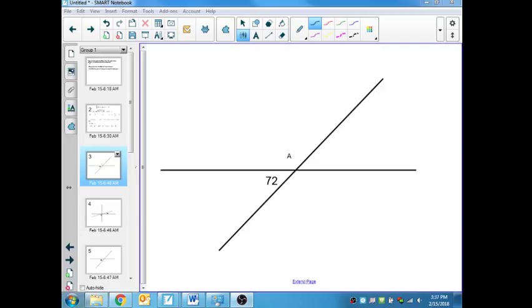So right now we're just looking at a pair of vertical angles.